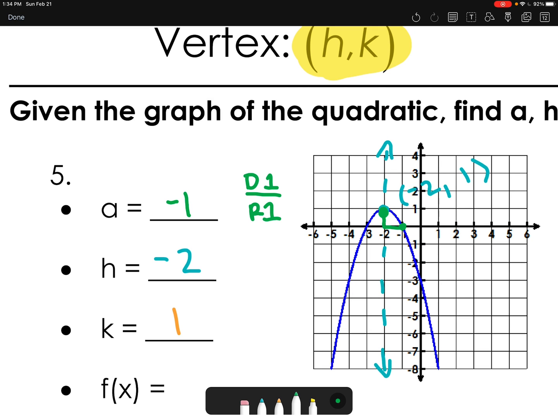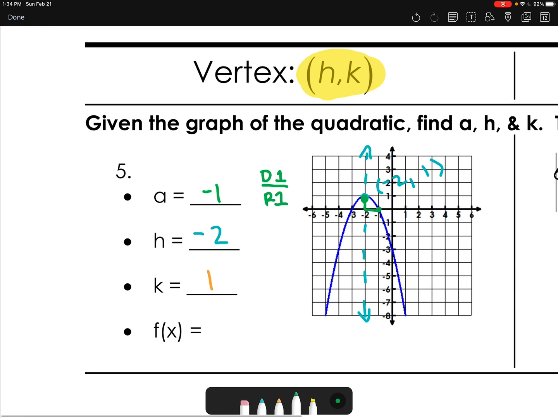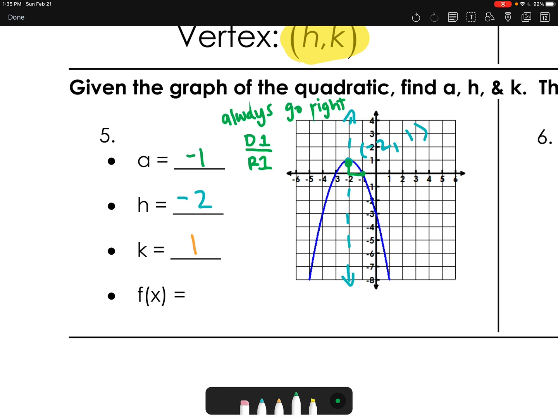Think down 1, right 1. How would you write that? As a slope that we learned with linear functions, okay? And you always want to go to the right with these. Always go to the right. And that makes sense that it's -1 because this parabola is flipped, right? It's upside down. And so that makes sense that our a is negative here.